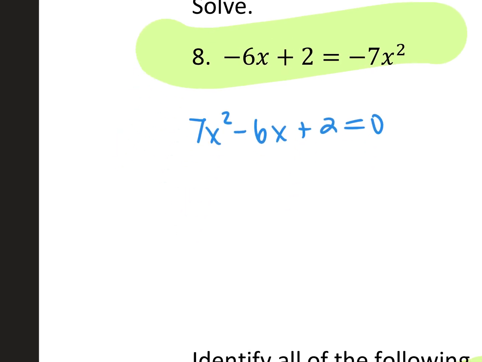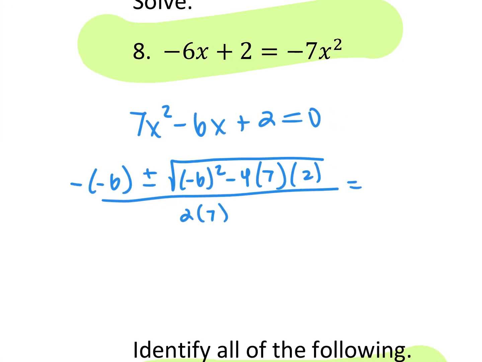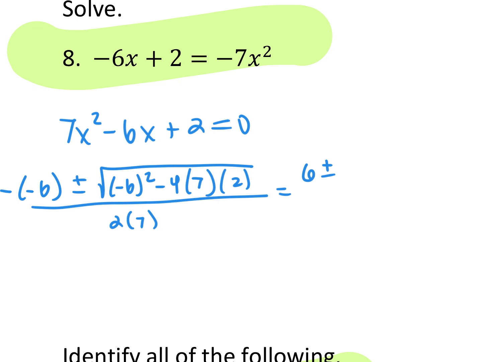So it's negative b. So I have a negative negative 6 plus or minus the square root of b squared. So negative 6 squared minus 4 times a times c all over 2 times a. Hardest part of the quadratic formula is just plugging it all in correctly. Now just take your time and simplify. Negative, negative gives me positive 6 plus or minus. What's negative 6 squared? Good, 36. Minus, what's 4 times 7 times 2?